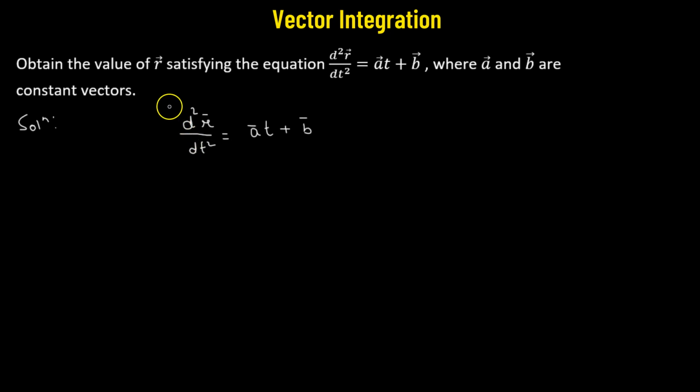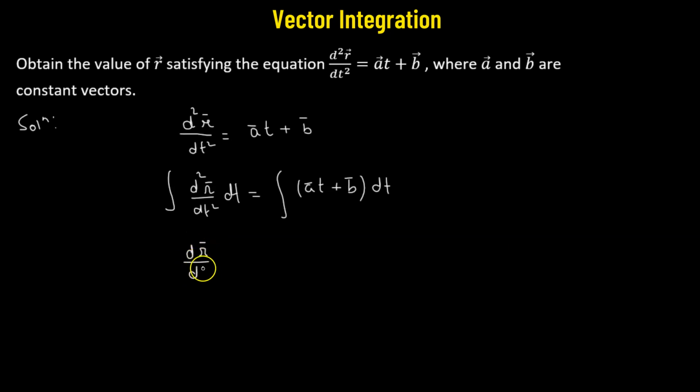What we'll do, we'll take its integration on both sides with respect to t. So that means we'll multiply it with dt. So this will be equal to the integration of vector a times t plus vector b, integrated with respect to t. The integration of the second derivative of r with respect to t simply equals the first derivative of r with respect to t. So this will be equal to a vector, being a constant, so we have a vector times the integration of t dt plus b vector, which is a constant, multiplied by the integration of dt.